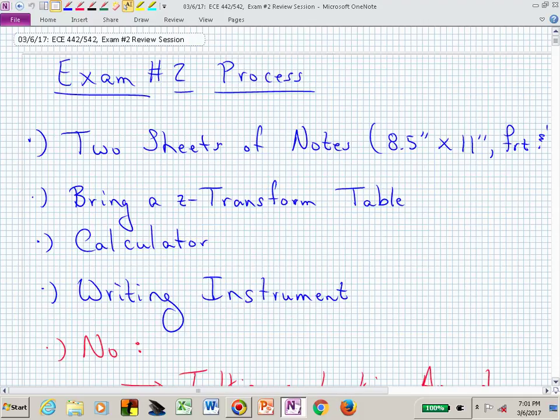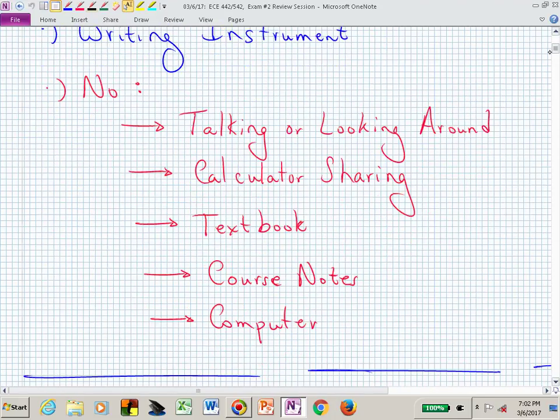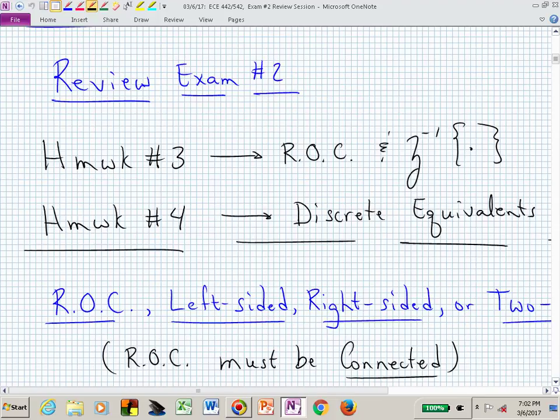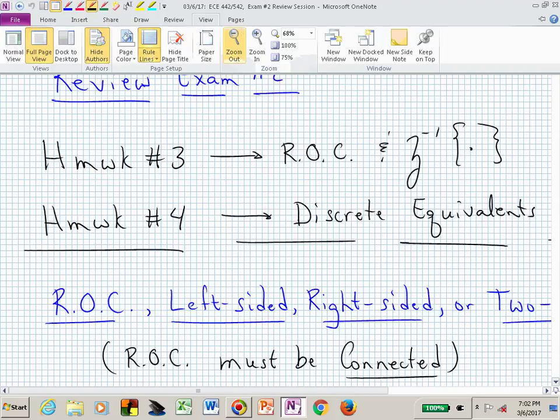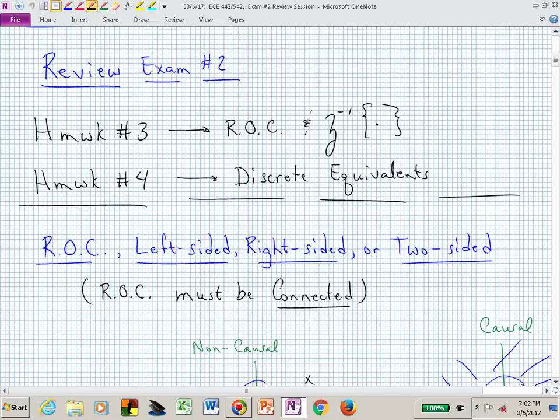The process hasn't changed from the previous lecture: 2 sheets of notes, a Z-transform table, and the typical no-nos. For reviewing for exam number 2, you should focus on homework number 3, which talks about region of convergence and the inverse Z-transform, and homework number 4, which is discrete equivalents. You should be comfortable with those particular problems, and I would also recommend that you look at the practice exams that are available on the D2L website.